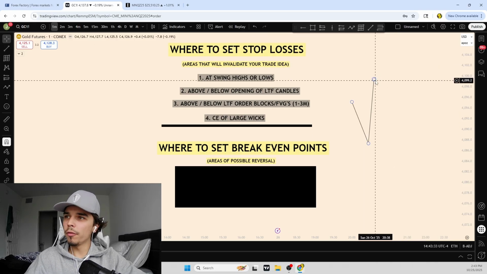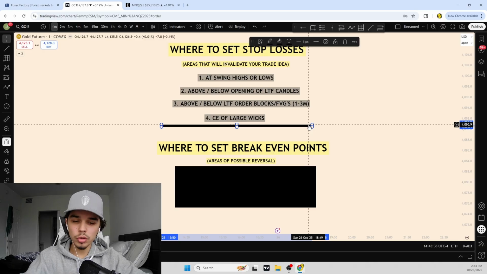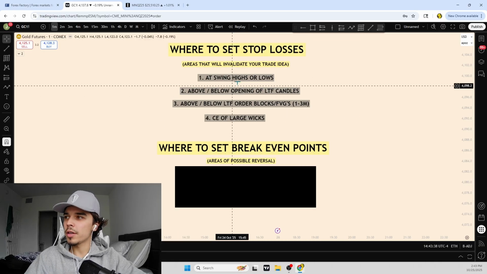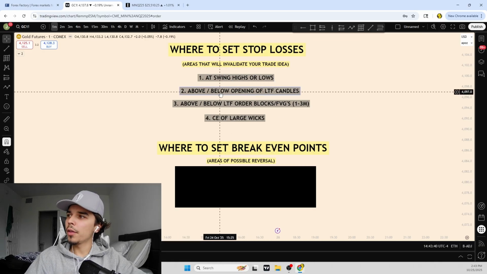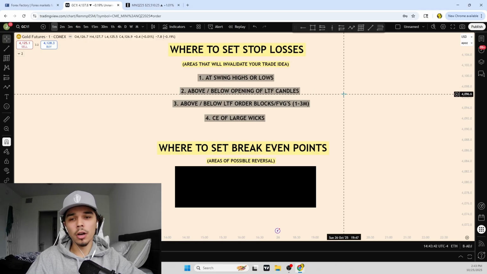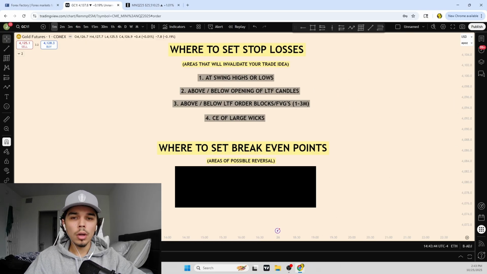So it all varies, but I would like to say the most common one I do use is at swing highs or swing lows, or above or below the opening of the lower time frame candles. So with that being said, let's jump into live examples of trades I actually took, and I can show you guys examples of 1 through 4 right now.